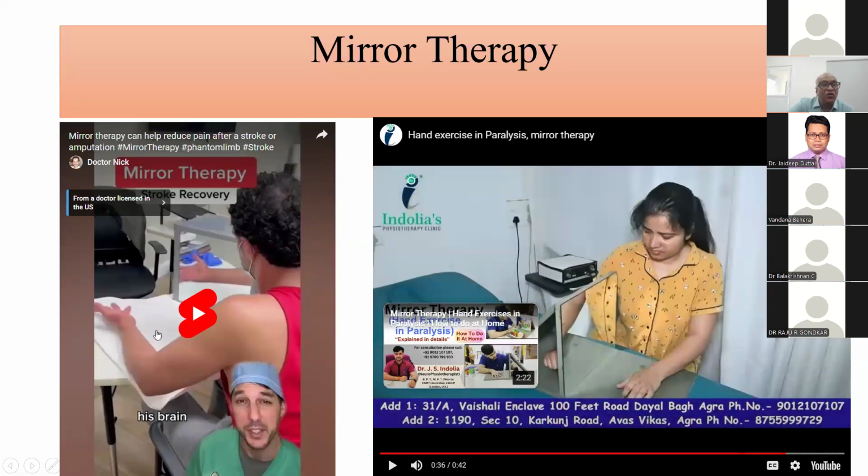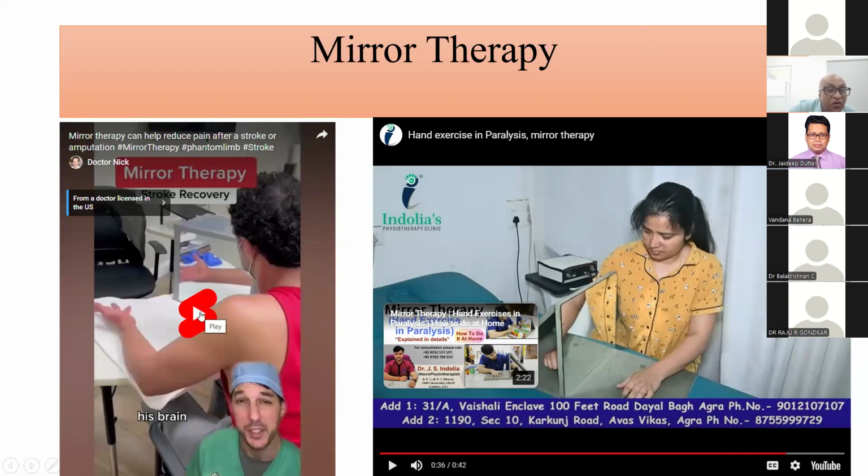Okay, I'll go through this also. Similar thing. This is for pain reduction after a stroke or amputation. So what they say, this mirror therapy is used for paralysis, for stroke, for if any part of your hand or leg is amputated. Post that trauma therapy, mirror therapy is used.